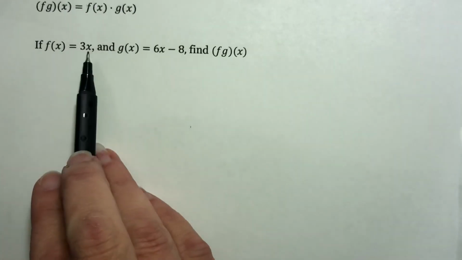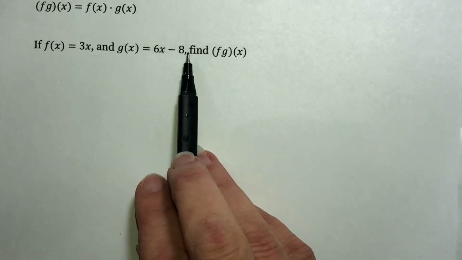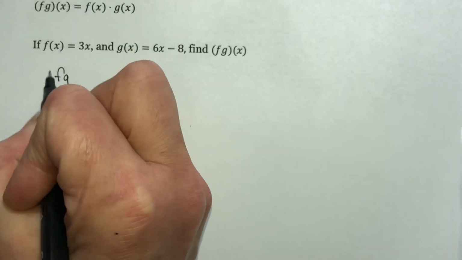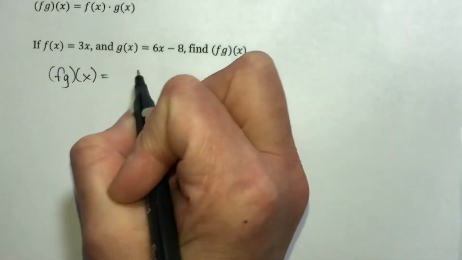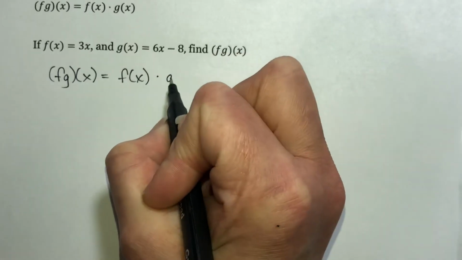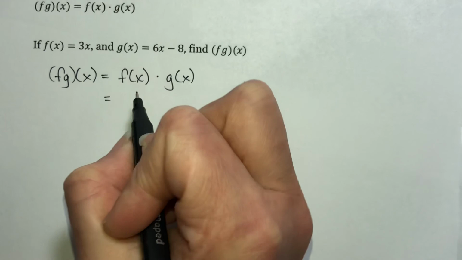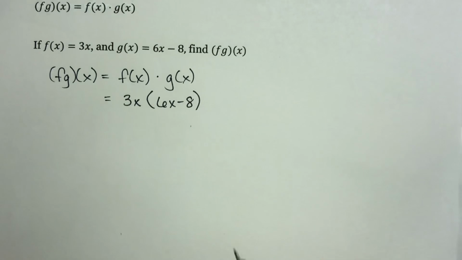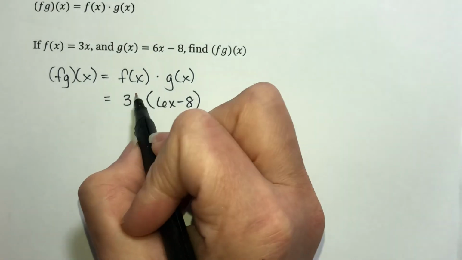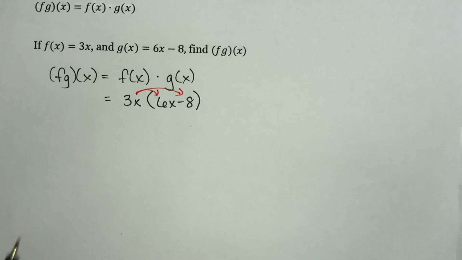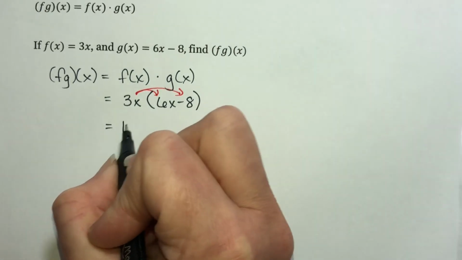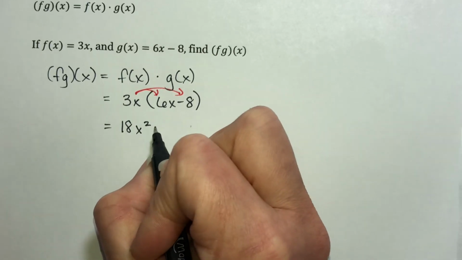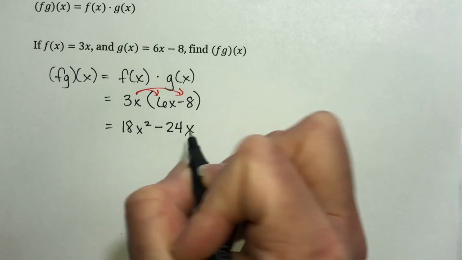So if f of x is 3x and g of x is 6x minus 8, they want us to find f times g of x. So (fg) of x is f of x times g of x. So this would be 3x times (6x minus 8). So what do we need to do? We just need to distribute. 3x times 6x is going to be 18x squared. 3x times negative 8 is going to be minus 24x. And that's your answer.